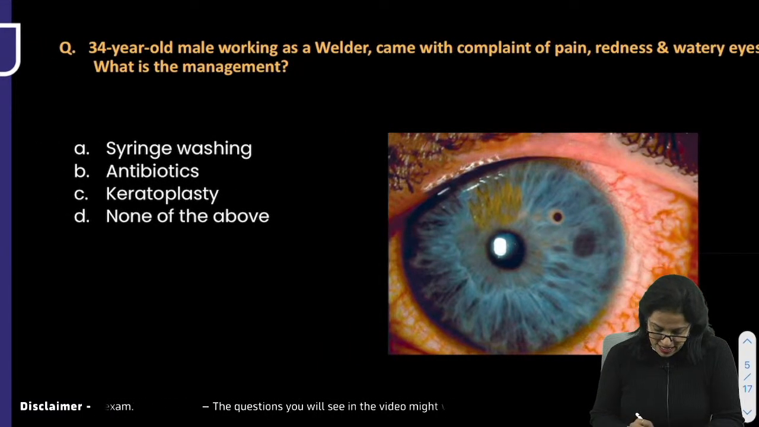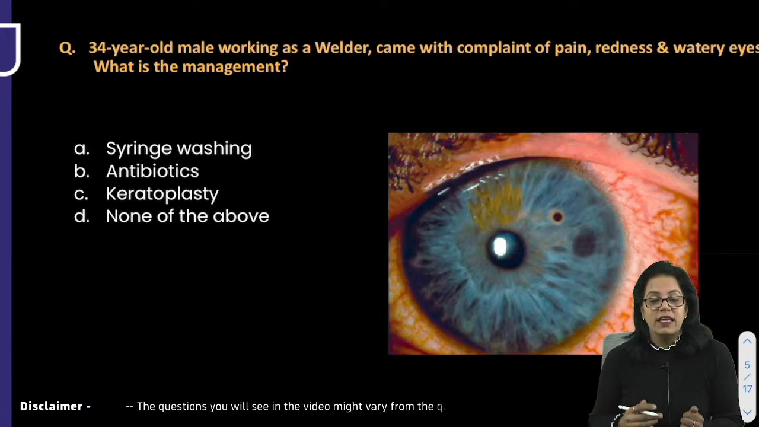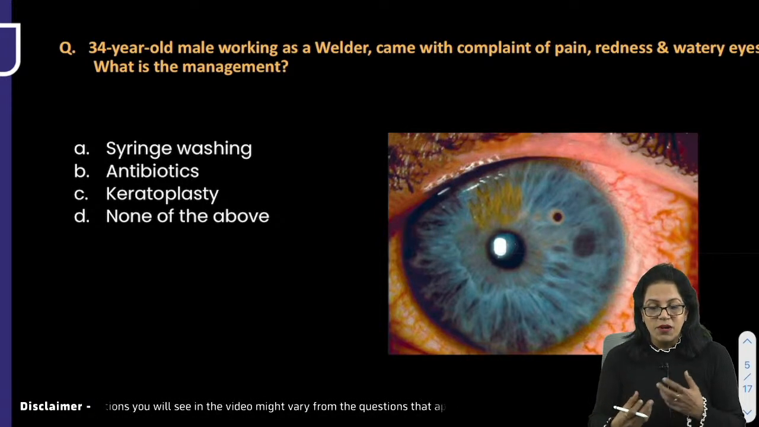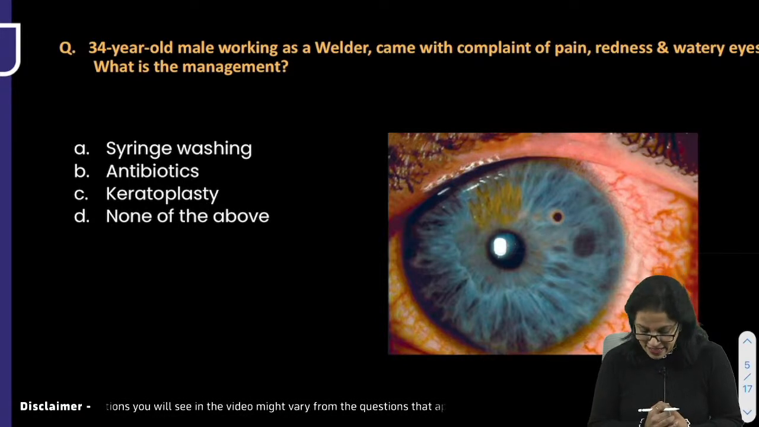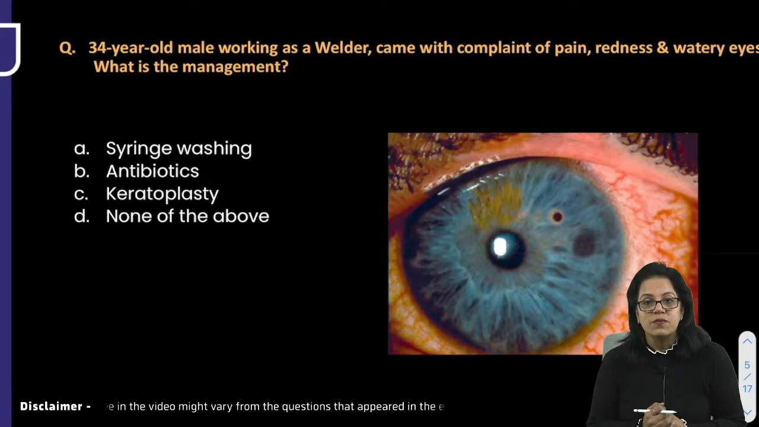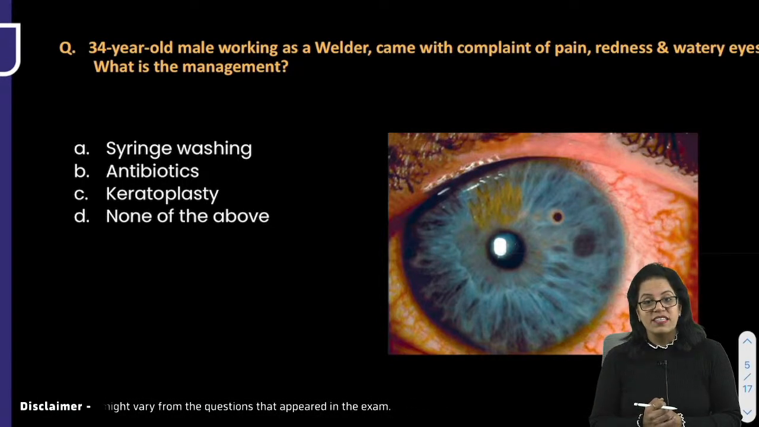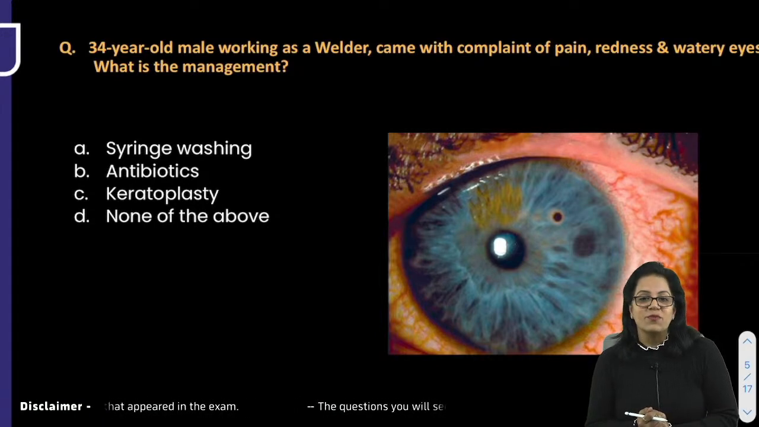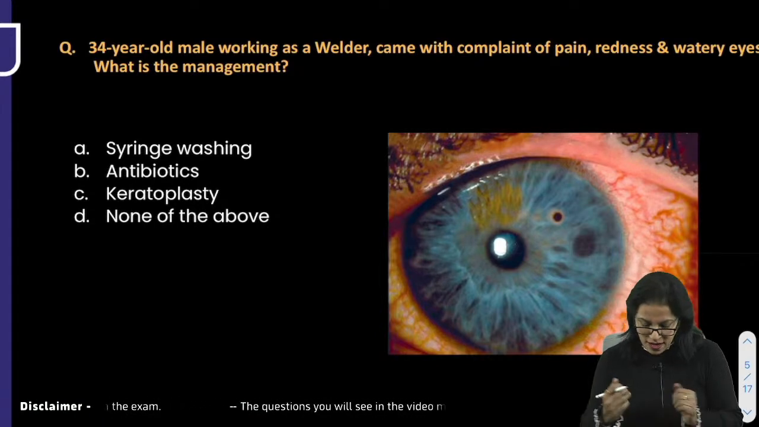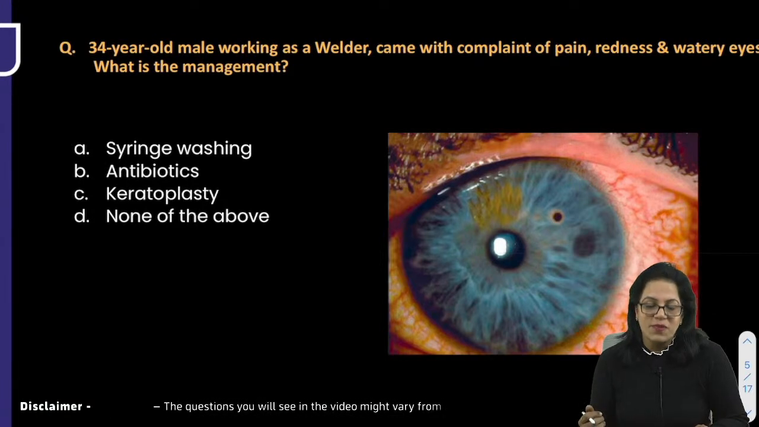What does it say? Syringe washing. Any foreign body inside the eye, of course there has to be copious irrigation, right? Syringe washing is one thing. Then antibiotics, yes, in this case we have to give that. Keratoplasty, there is not much role here, it is a superficial thing. So now we are stuck. What should we choose as the answer?